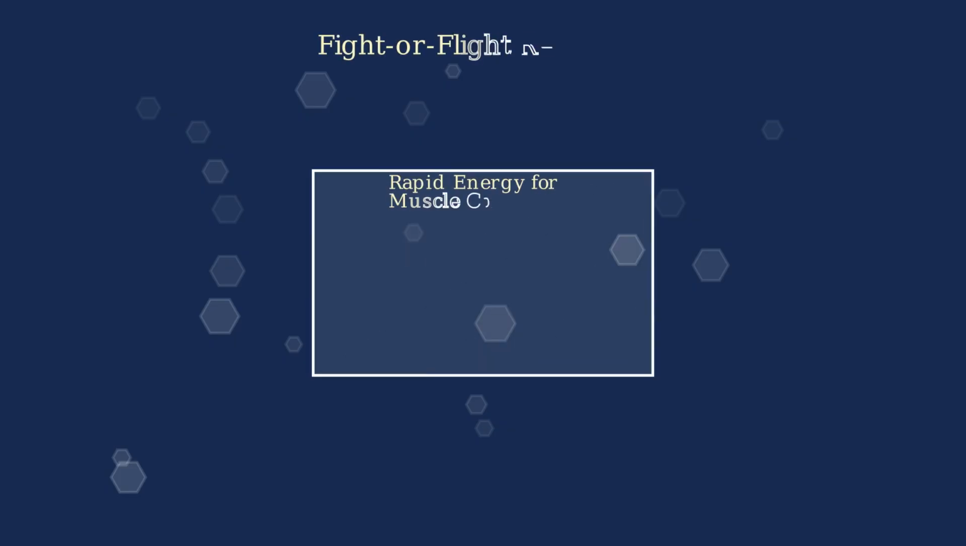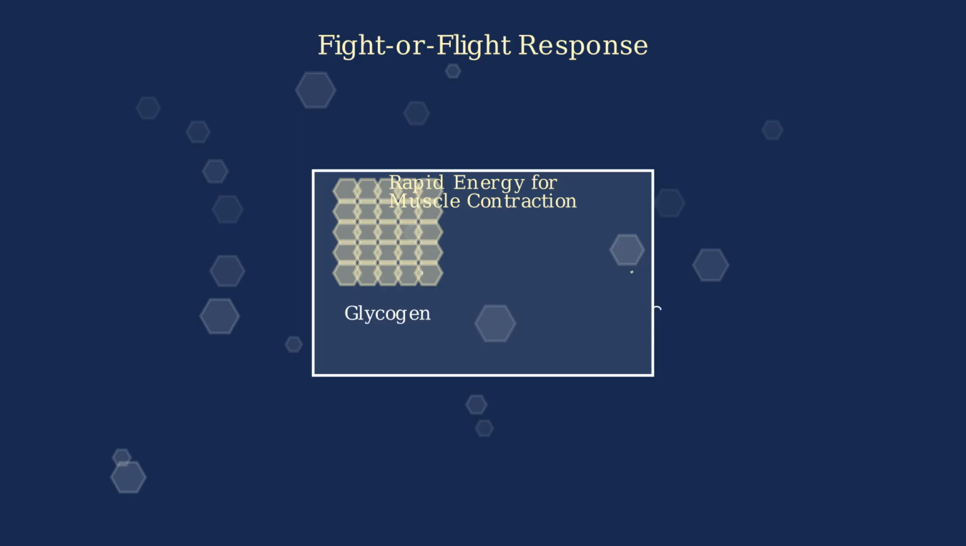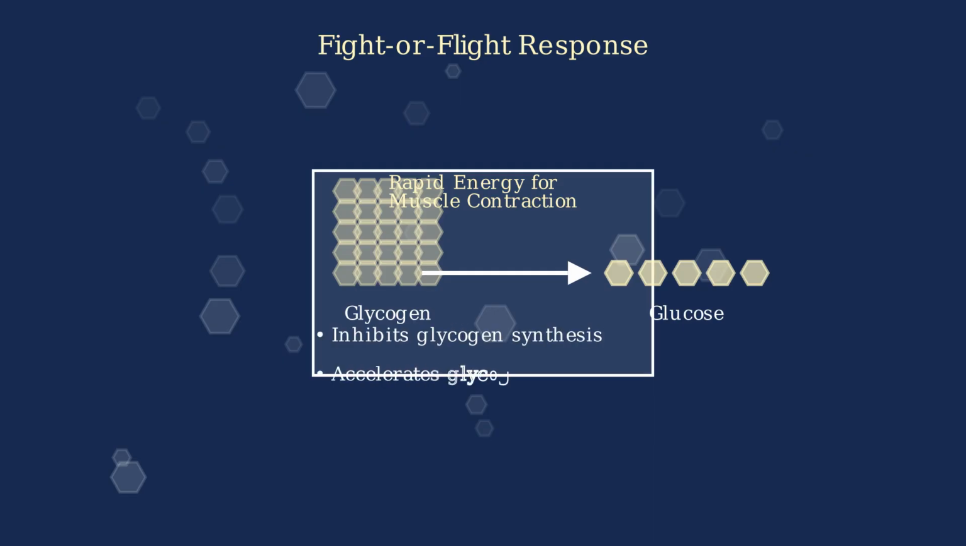During the fight or flight response, the body needs immediate energy. Epinephrine ensures rapid mobilization of glucose from glycogen stores, particularly in muscle tissue. This stress response inhibits glycogen synthesis, accelerates glycogen breakdown, and provides immediate glucose for muscle contraction when energy demands are high. Like glucagon, epinephrine works through the protein kinase A pathway, but its effects are primarily targeted at muscle tissue rather than the liver.